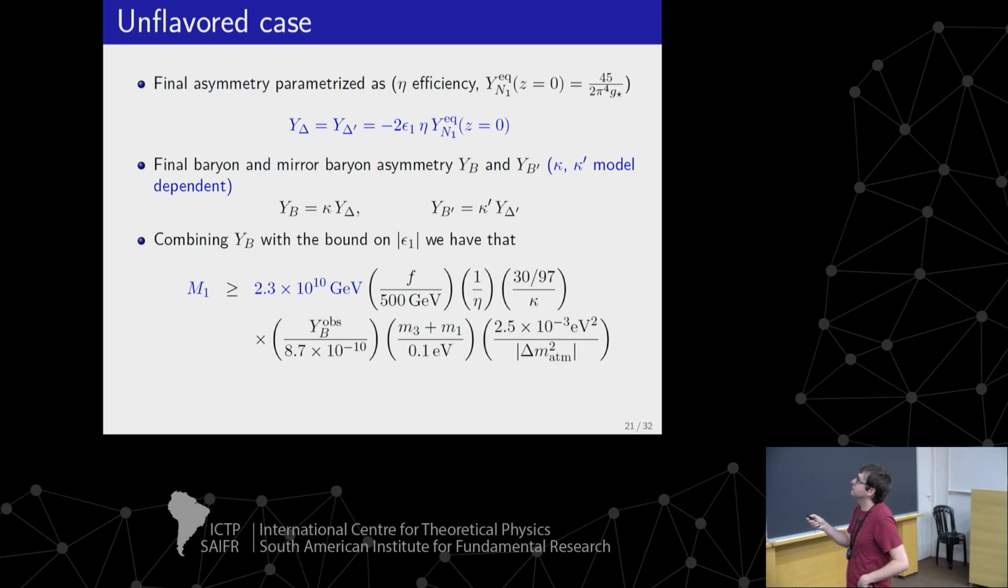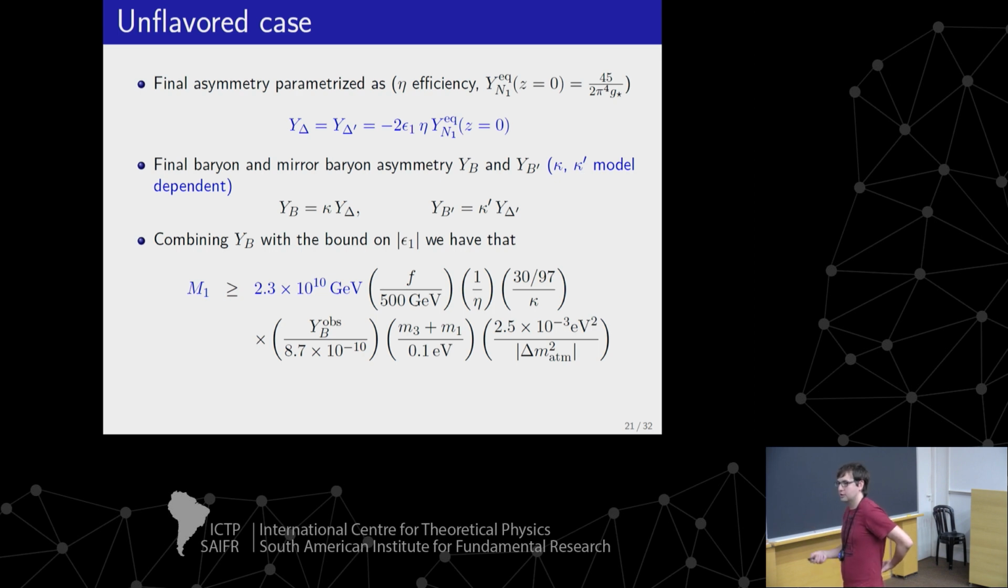So then the final baryon asymmetries. In the end, the final asymmetry, as I said, Y delta is equal to Y delta prime. Then the final baryon asymmetry, YB, is some K times Y delta, and YB prime is some K prime times Y delta prime. So K and K prime are model dependent, so okay, here we are entering model building. Order one parameters. And then combining YB observed with the bound on epsilon 1, we use the bound we derived before and combine it with the expression we are giving here. So M1 is 10 to the 10 over efficiency.